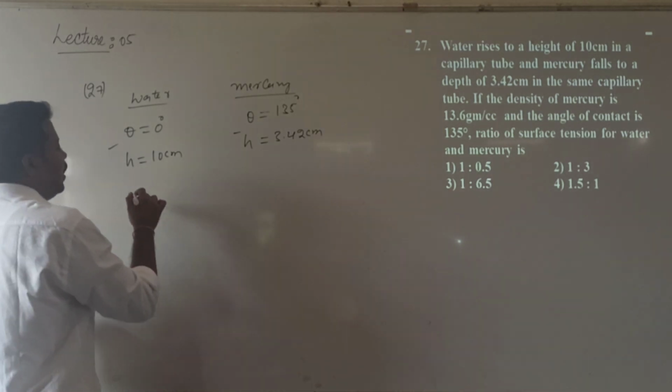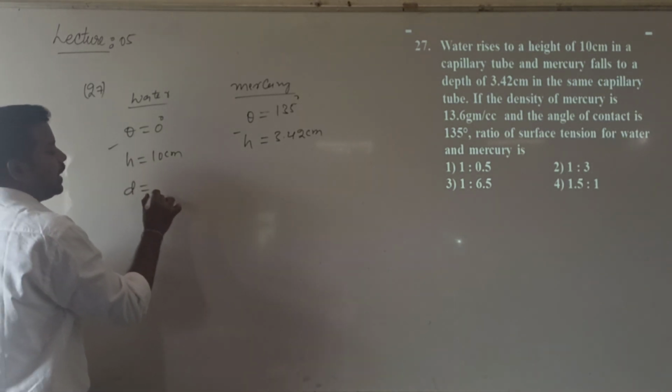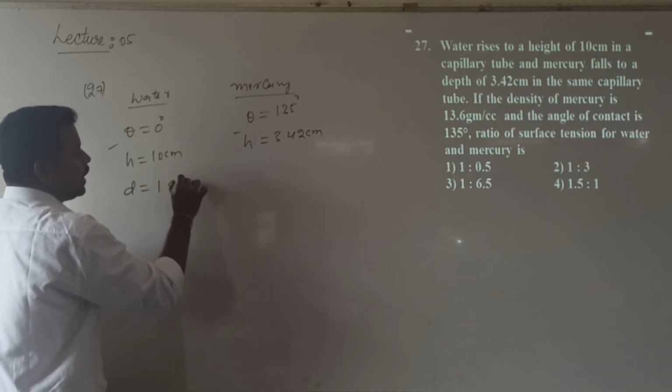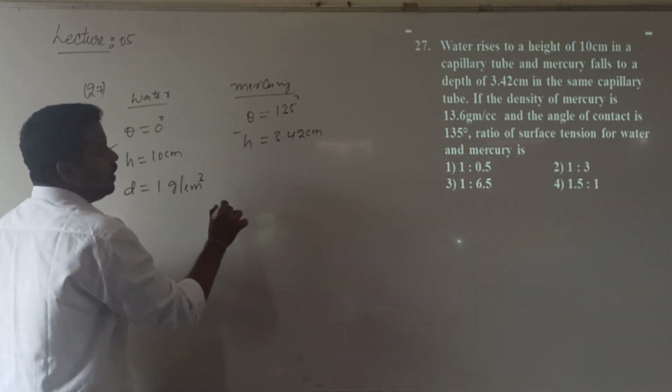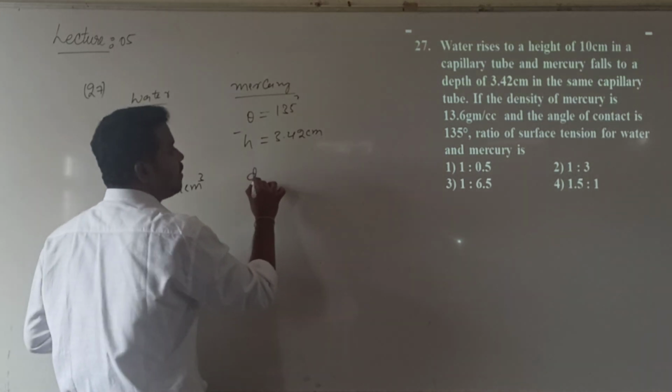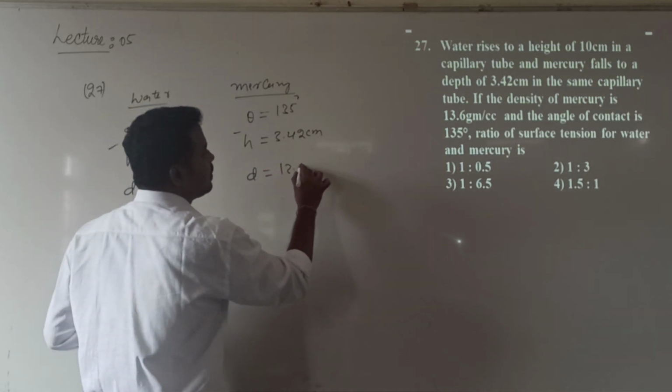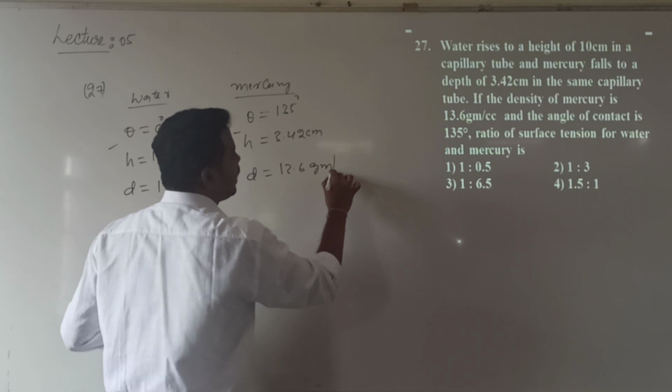So the density of water is how much in SI system? 1 gram per centimeter cube. Whereas the density of mercury is given as 13.6 gram per centimeter cube.